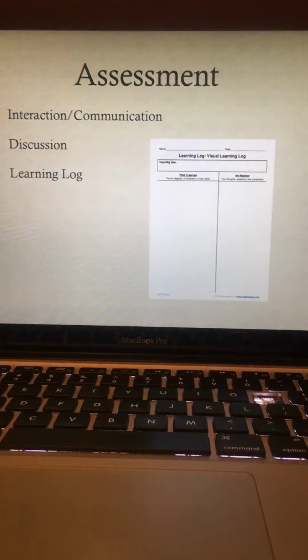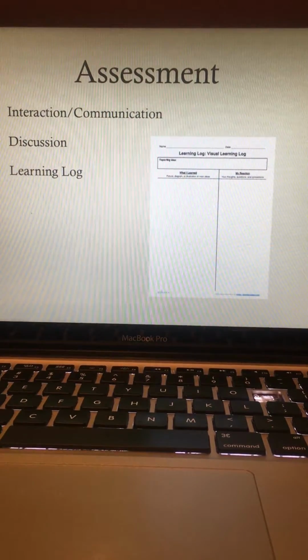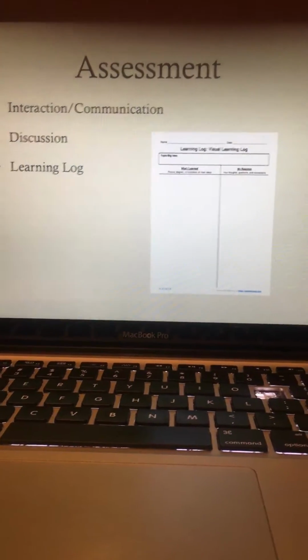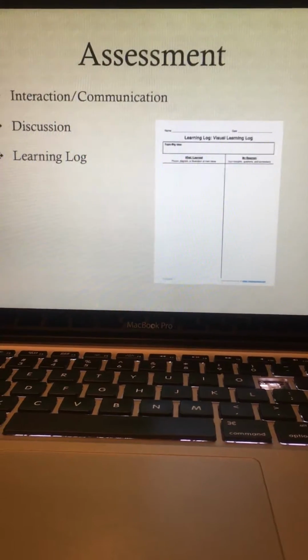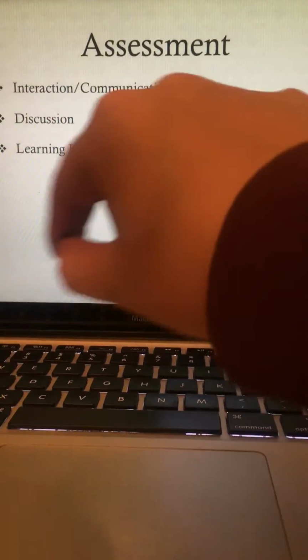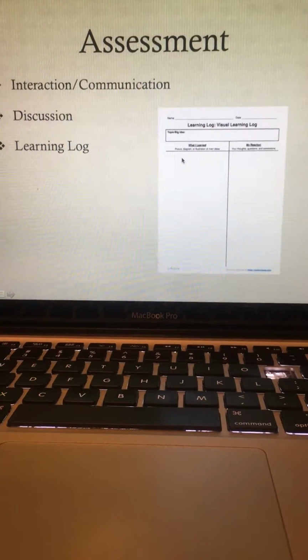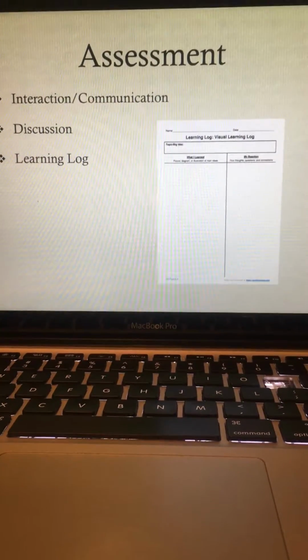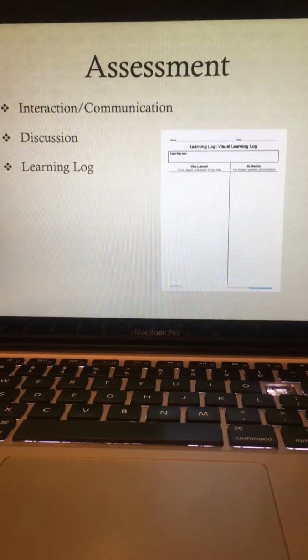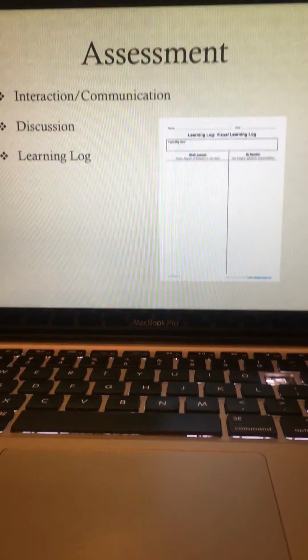And what we would put in here are the characteristics of a pioneer or westward expansion. And then the first column, you'll see that we have what I learned. And in here, you can either draw, you can write what you learned, you can draw a picture, whatever you feel is best, whatever the student feels.